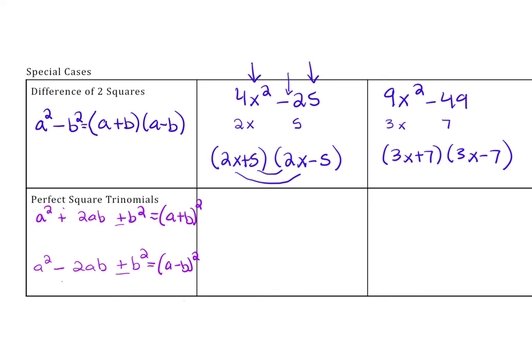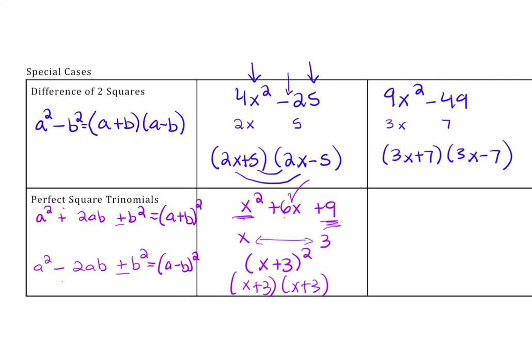All right, so here's an example. x squared plus 6x plus 9. First term, that's a perfect square. Last term, that's a perfect square. 6 is not a perfect square, but it doesn't have to be. Square root the first term, x, and square root the last term, 3. Now, put them together and then double it. 3 times x times 2 is that middle term. So this factors to x plus 3 squared, which you could write as x plus 3 times x plus 3. Same thing.